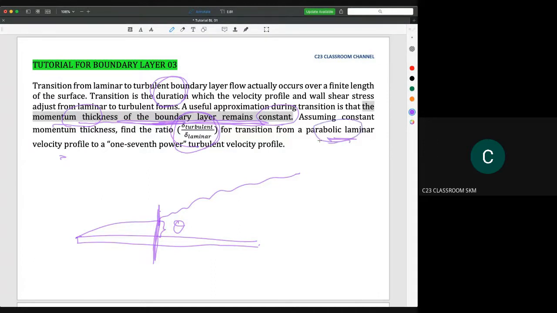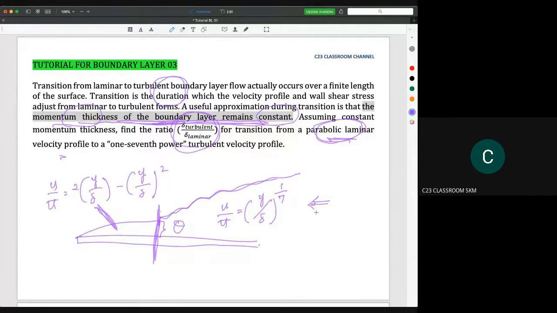Here again you need to be familiar with common terms in boundary layer. Parabolic laminar means we assume that the velocity profile at laminar here is u over U with a parabolic form, a power of 2. And at the turbulent here is the 1/7 power law turbulent velocity profile, meaning the velocity profile here is u over U equals y over delta to the power of 1 over 7. So 1/7 power law is this one. Now you know the velocity profiles, then you could solve this problem.